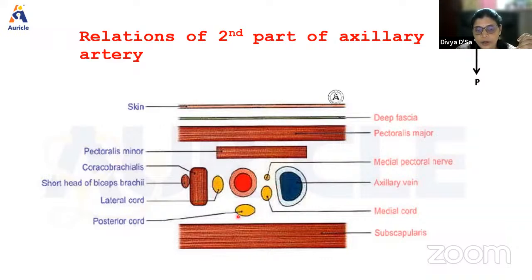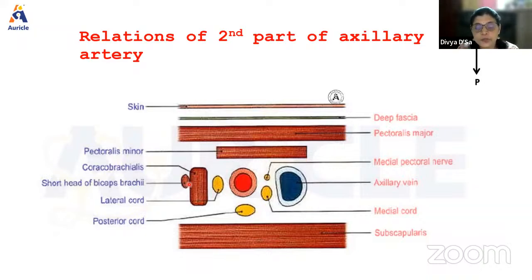And here all the cords lie in the proper orientation. So lateral cord will be lateral, posterior cord will be posterior, medial cord will be medially along with the axillary vein, and a branch, that is medial pectoral nerve from the medial cord, can be seen. And here on the lateral side, we have coracobrachialis and the short head of biceps. So actually the relations of the artery, you can just show by the diagrams. You don't have to draw the diagrams as well as explain the whole thing.